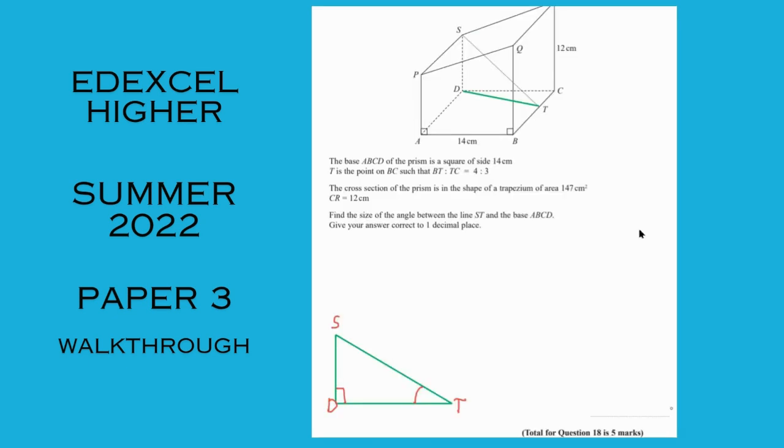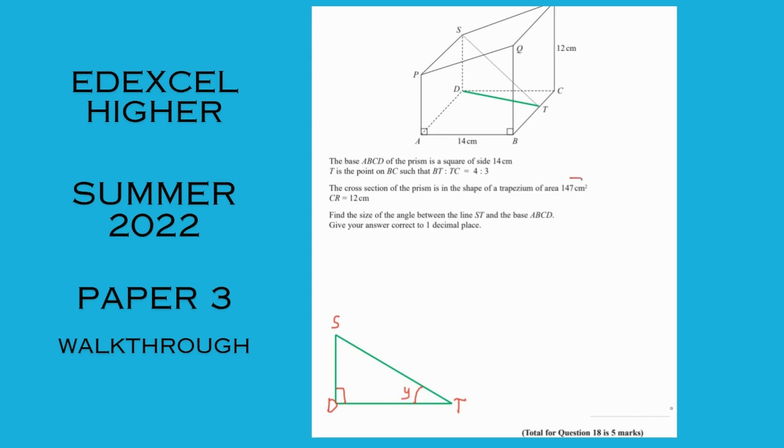So a bit of a doozy for number 18. So first of all, let's identify what it's asking. As you can see, it wants the size of the angle between the line S to T, which they've labelled, and the base. So you're always looking for a right angle triangle, which I've redrawn down here and identified the angle there. I'm going to call it Y. Now, in order to find Y, we're going to need at least 2 of the other sides.